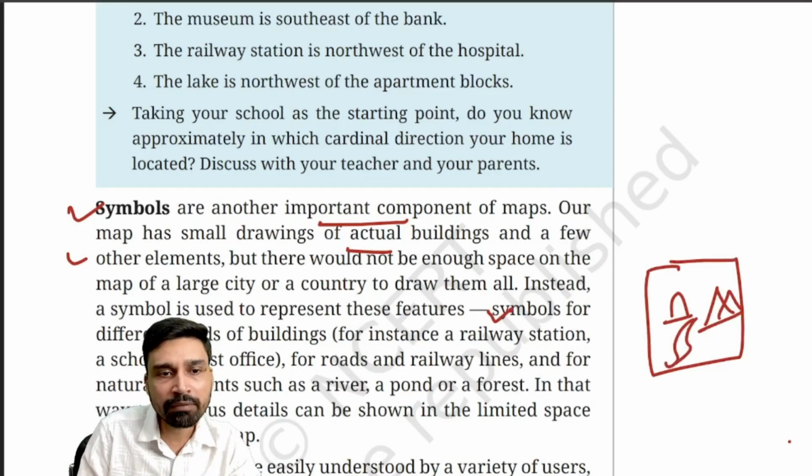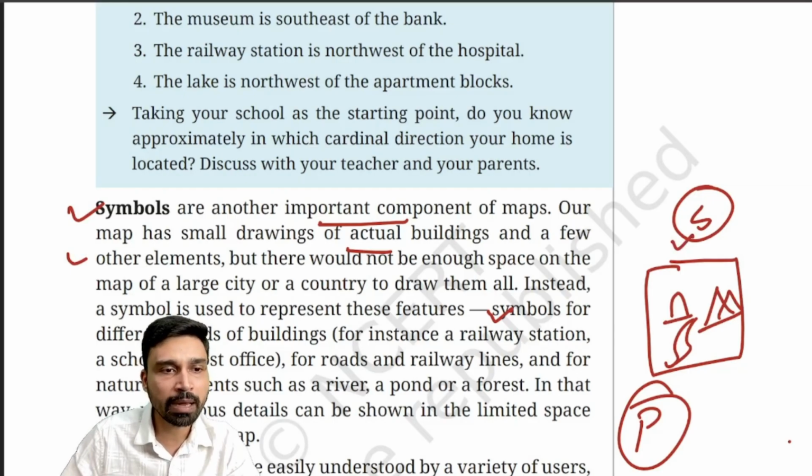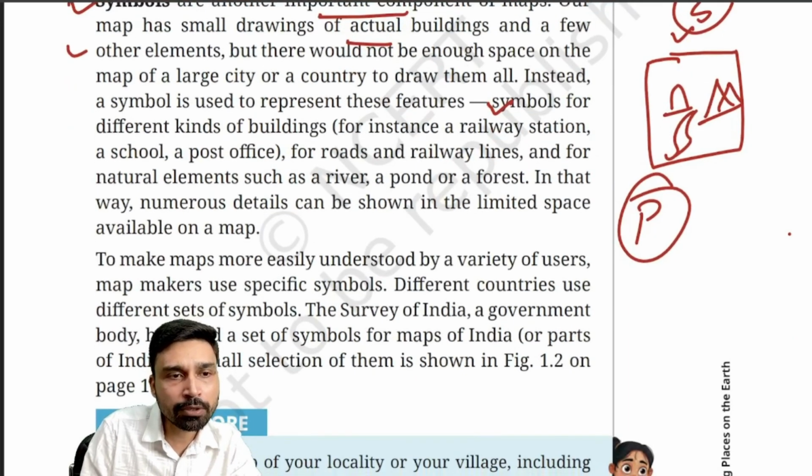For example, a railway station, if any building is there, has a different symbol. A school will be represented by a different symbol. A post office would be represented by a different symbol. And that's how, by looking at the symbol, you will realize which kind of structure the map is talking about. Also, to make maps more easily understood by a variety of users, map makers use specific symbols.